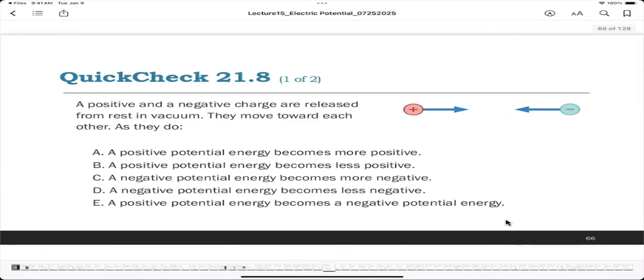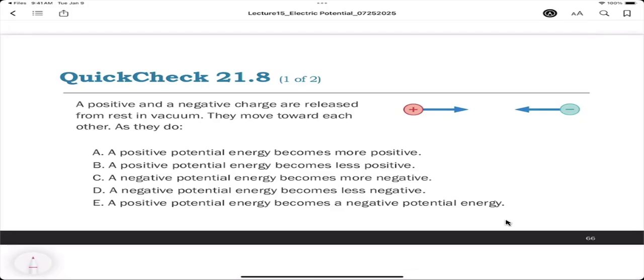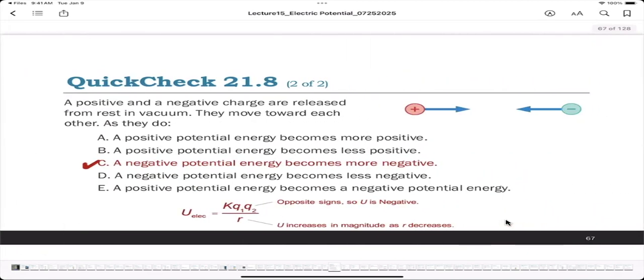A positive and negative charge are released from rest in vacuum. They move toward each other. As they do, a positive potential energy becomes more positive. A positive potential energy becomes less positive. A negative potential energy becomes more negative. A negative potential energy becomes less negative. A positive potential energy becomes a negative potential energy. Which one is the right answer? Think about that. Actually, it should be C: a negative potential energy becomes more negative.